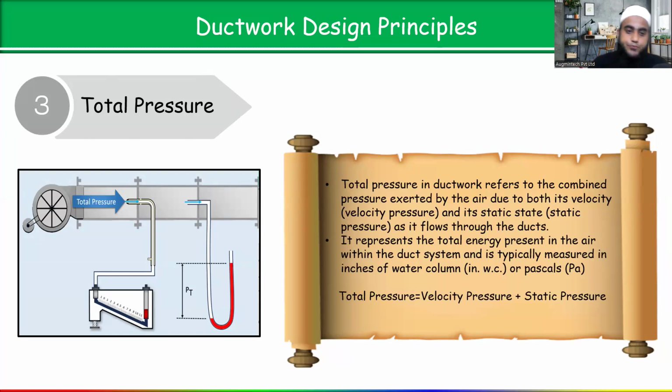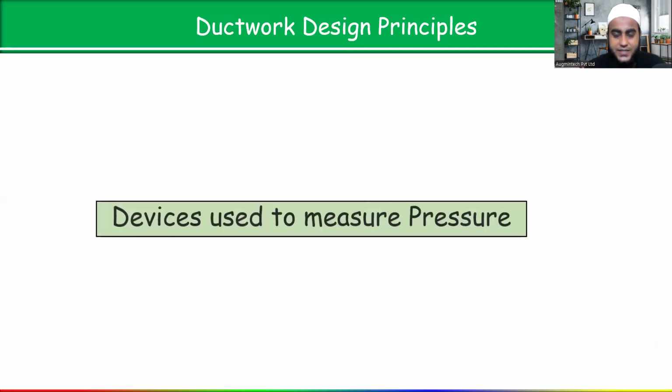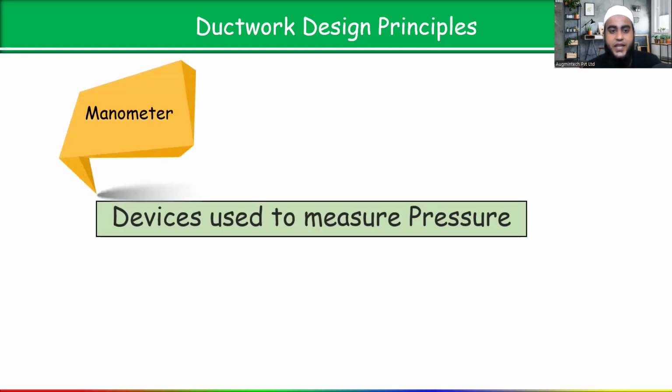Now the question is, this is our static, velocity and total pressure. How can we measure the pressure inside the duct system? As I told you, several devices are there to measure the pressure in a duct system. The first device given here is the manometer. All of you know that a manometer is a simple device used to measure the pressure difference between two points. Generally, U-tube manometers are used to measure the static pressure difference in a duct system.